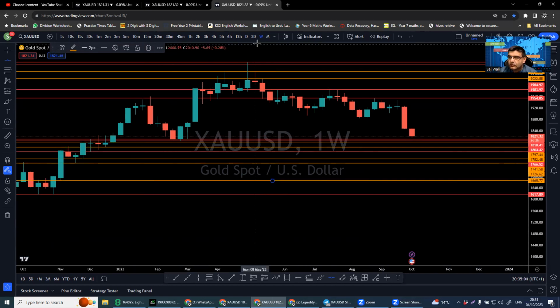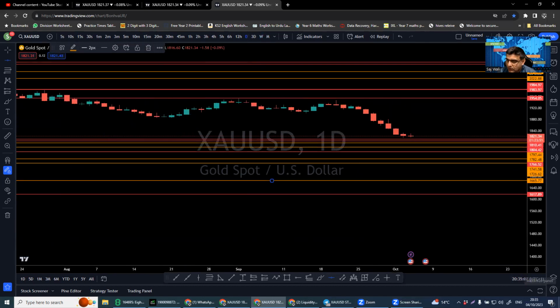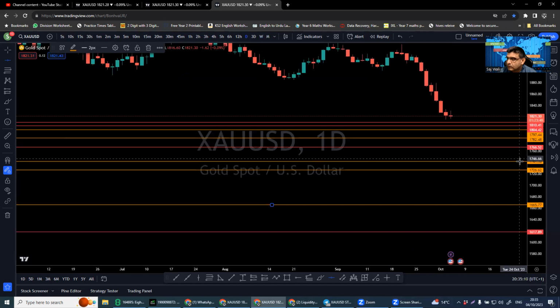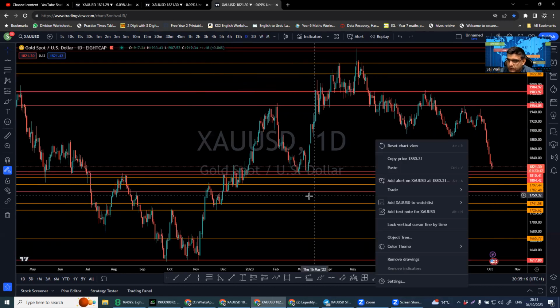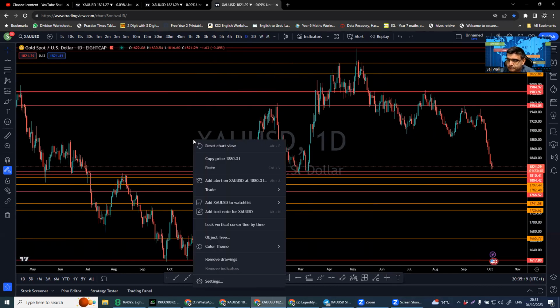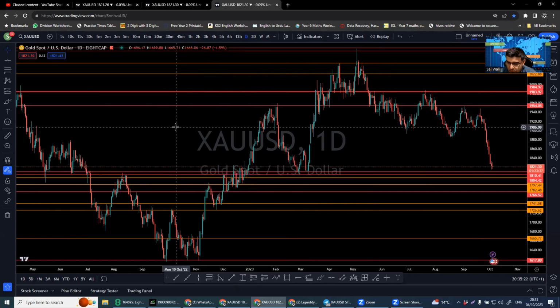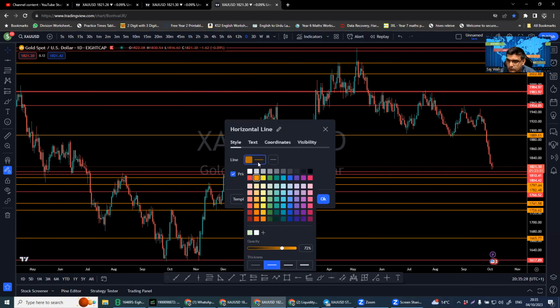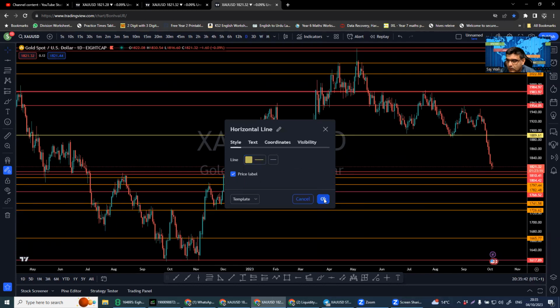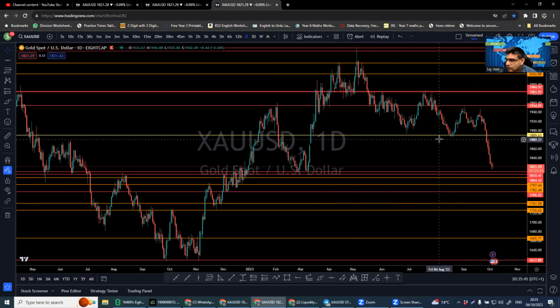These are weekly levels, and now daily levels would be yellow. Let me draw these levels. First of all, let me change the color of the level. Change to yellow. Right, and that would be daily.